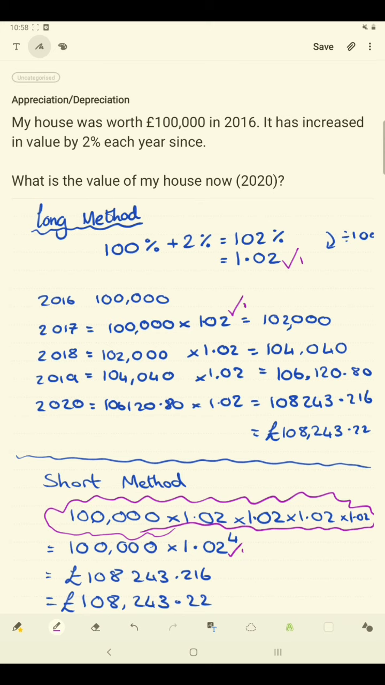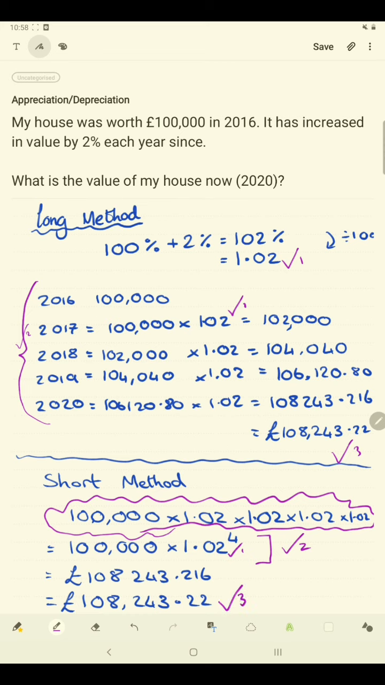The second mark comes from your method. So in the long example, it comes from demonstrating this section here. In the short version, it comes from this line here. That's where you get your second mark. Setting up that calculation, choosing the correct power, which in this case is 4. And your third mark comes from the correct answer, rounded.